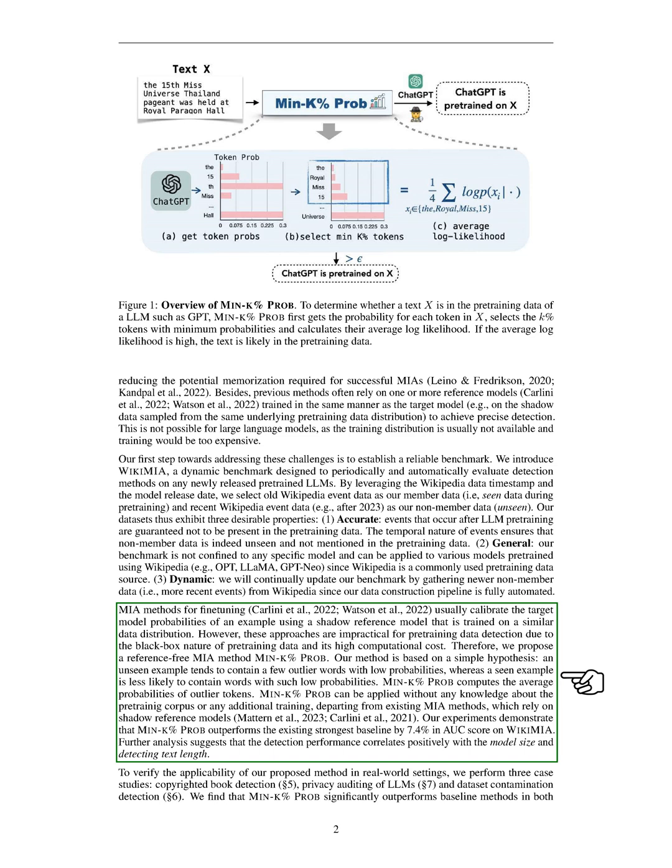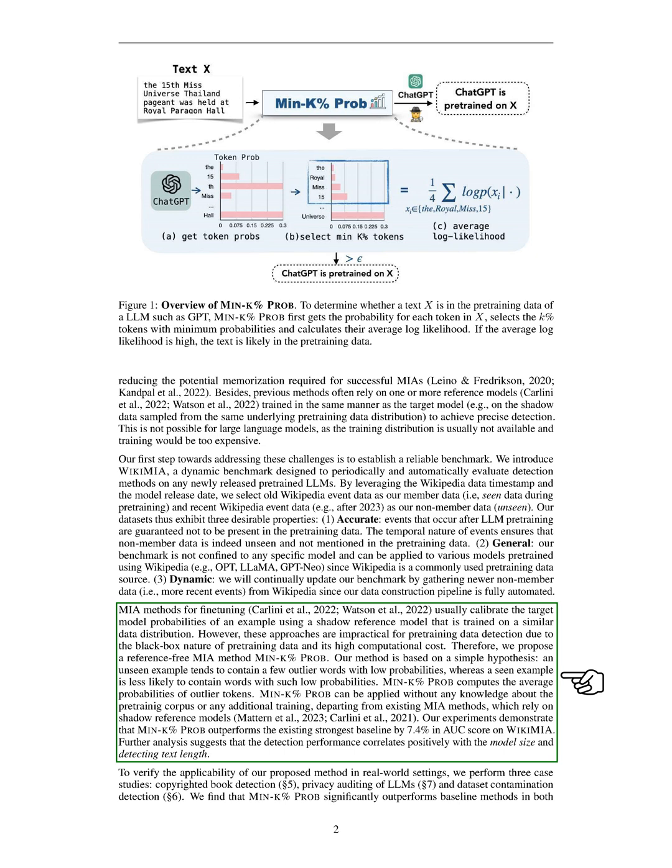MIA methods for fine-tuning usually adjust the target model probabilities of an example using a shadow reference model that's trained on a similar data distribution. However, these approaches aren't practical for pre-training data detection due to the black box nature of pre-training data and its high computational cost. Therefore, we're proposing a reference-free MIA method, Min-K% Prob.